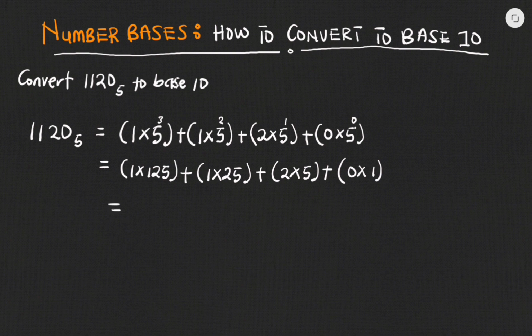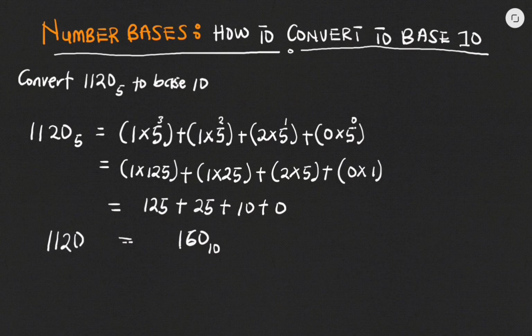Over here I have 1 multiplied by 125, that gives 125, plus 1 multiplied by 25 gives 25, plus 2 multiplied by 5 gives 10, plus 0 multiplied by 1 gives 0. So I have 125 plus 25, that gives 150, plus 10, and that gives 160 base 10 as my answer. Therefore, 1120 base 5 is equal to 160 base 10.